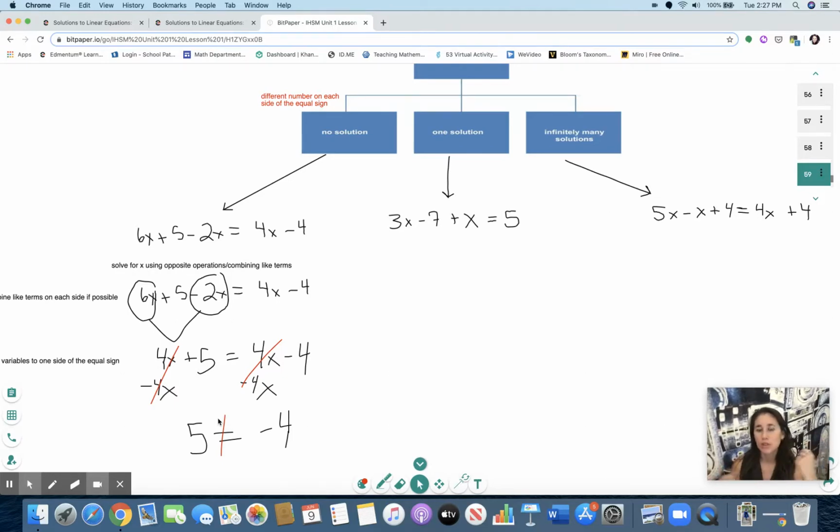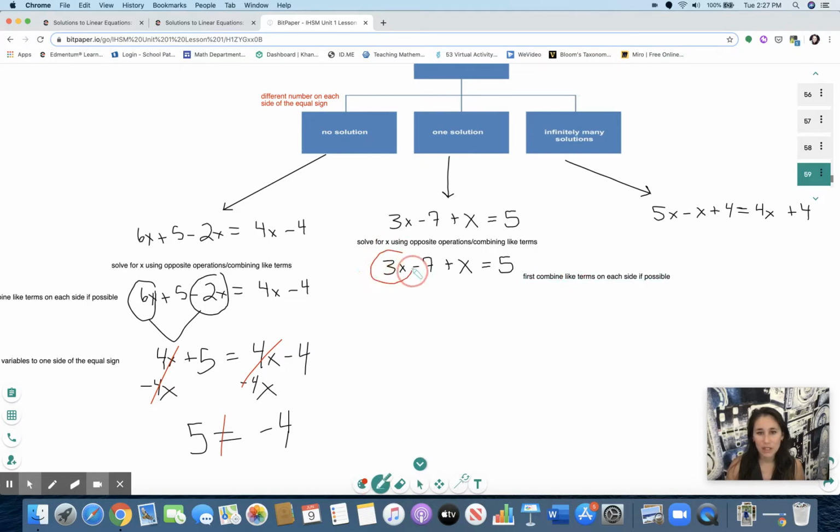So this is really similar to what we've been doing in the last couple assignments. So same thing, we're going to solve for x using opposite operations. So I'm just going to put that for all of them. And then let's go ahead and do that, right? Okay, so first we're going to, again, combine like terms on each side. So maybe I'll add these in here, right? So I'll put it to the side.